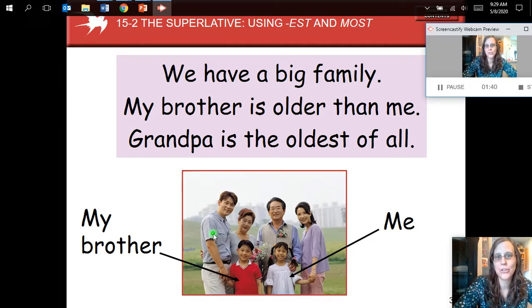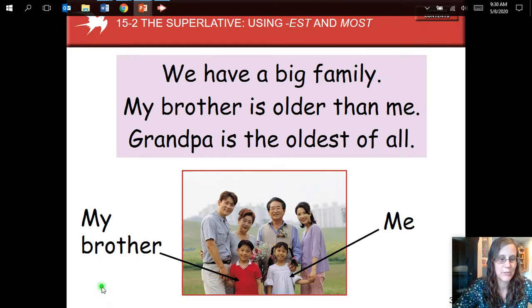I continue to use the basic grammar series, the resources from Betty Azar and Stacy Hagen. And today we're continuing with the superlative, looking at most. So we have, of course, the example here. We have a big family. My brother is older than me. Grandpa is the oldest of all. So that's what we practiced yesterday.